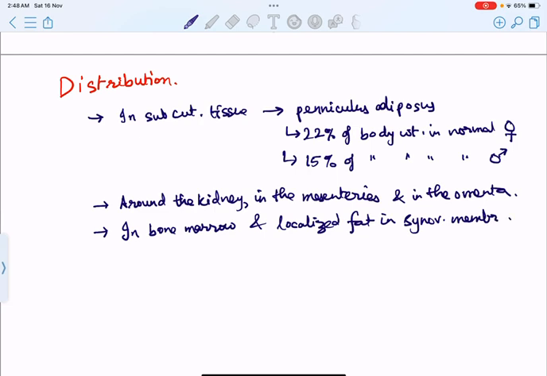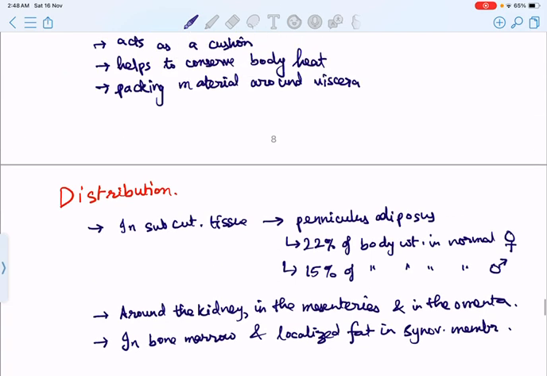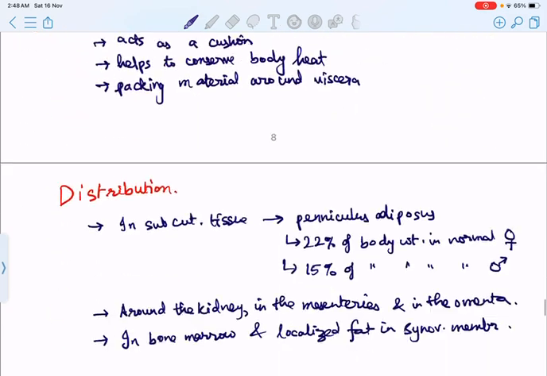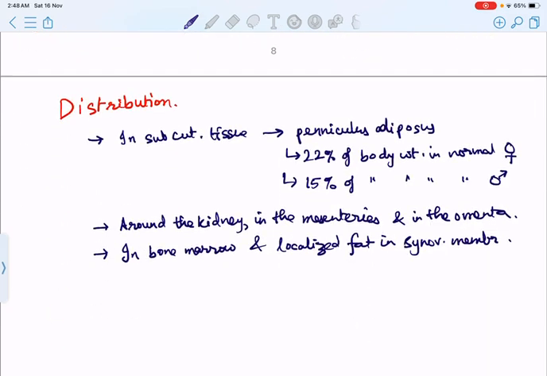Right. So it was a very small topic, very small discussion. With that, we come to the end of today's topic, which is the adipose tissue. Next, we'll move on with the other topics, which are the cartilages, then the bones and the joints.